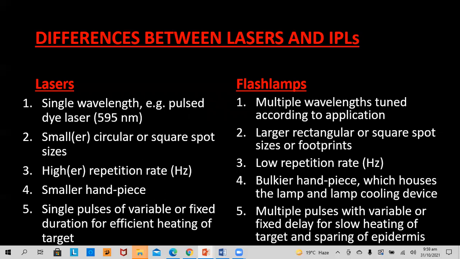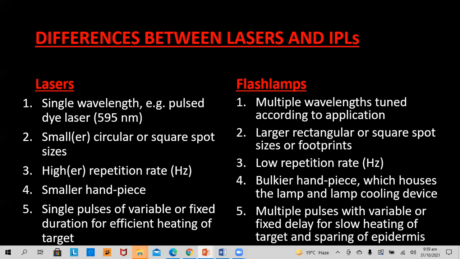Few differences between lasers and flash lamps or IPLs. Lasers emit a single wavelength. For example, a pulse dye laser emits 595 nanometer wavelength. Flash lamp will have multiple wavelengths tuned according to application. That is, these multiple wavelengths are cut off by use of cutoff filters, and hence a specific wavelength of light is emitted from a flash lamp. Lasers have a small circular or square shaped spot size, while flash lamps or IPL have a larger rectangular or square shaped spot size, which is also known as the footprint.